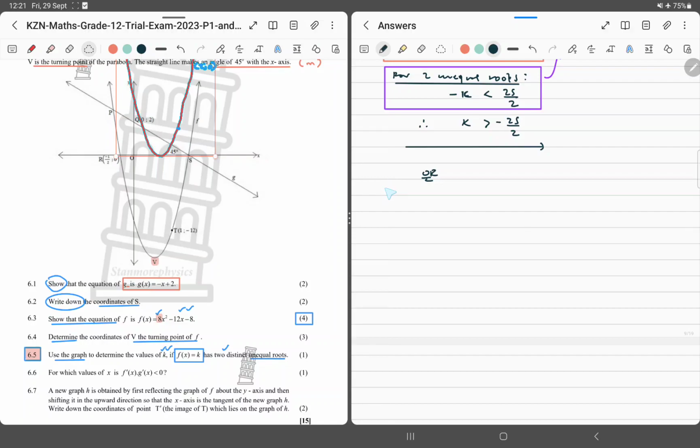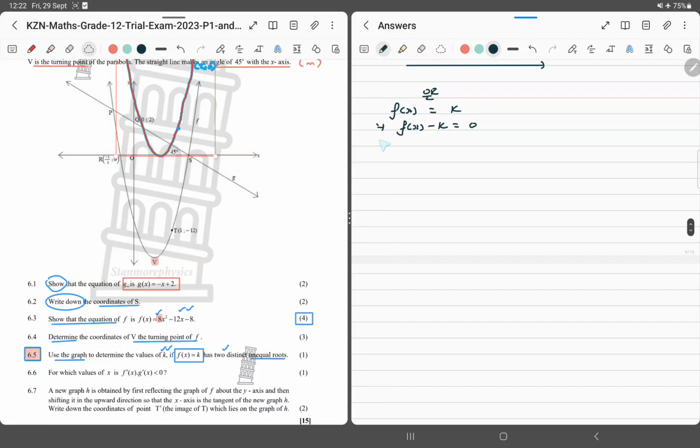Essentially, what do we have here? We have f of x is equal to k. This implies that f of x minus k is equal to 0. And then what is f of x? This is 8x squared minus 12x minus 8 minus k equal to 0.